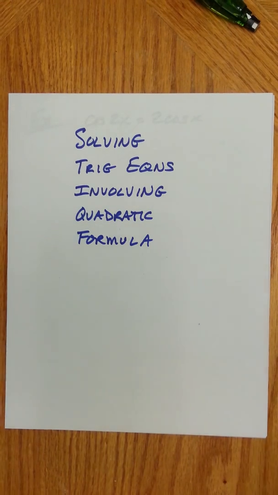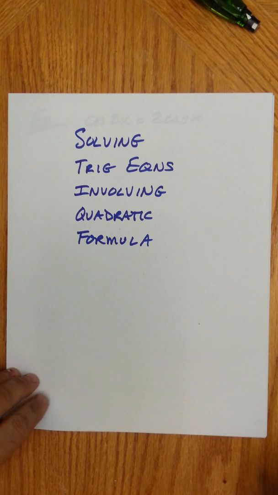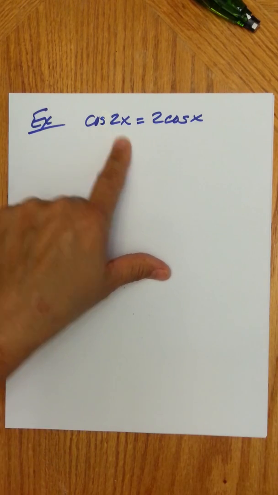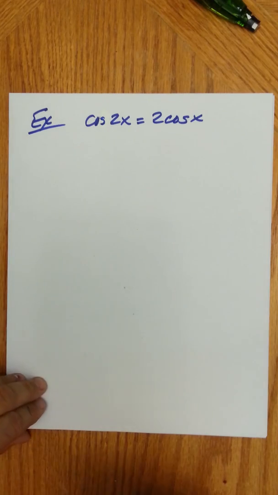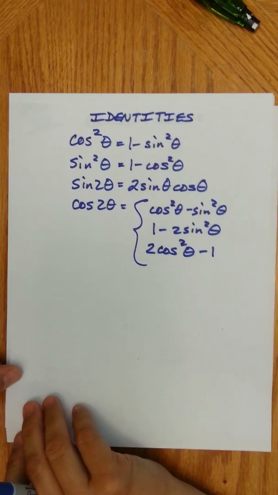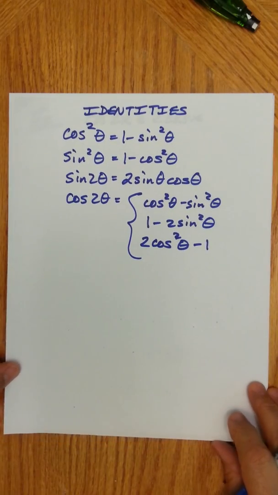Hello, in this video we're going to look at solving trigonometric equations when you need to use the quadratic formula to solve it. So here's our example: cosine 2x equals 2 cosine x. As I look at this, I can see that I probably have to use an identity because I have a double angle here and a single angle there. So I'm going to go ahead and use one of my handy dandy identities that I know so well.